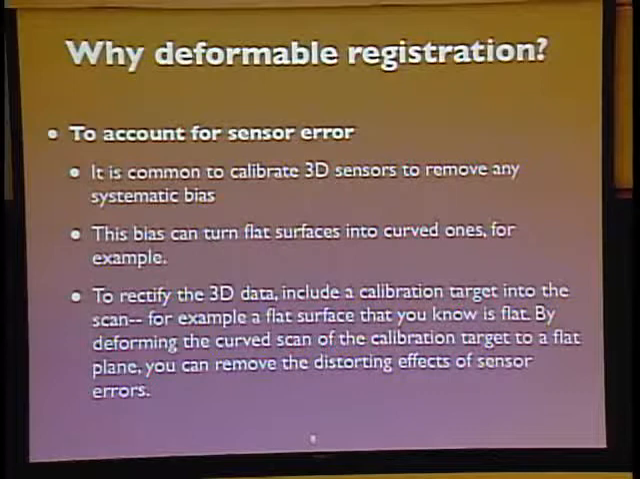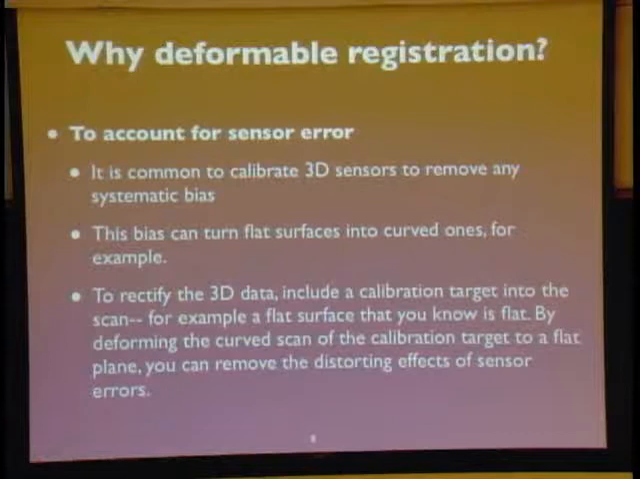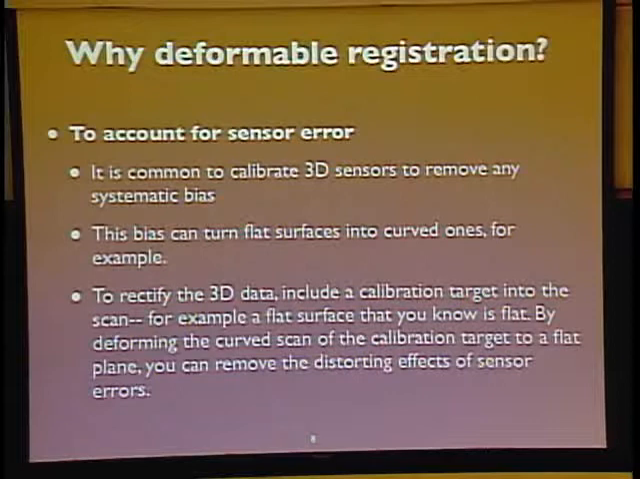And so to rectify the 3D data, you can do what's called calibration, where you take a 3D scan of something where you know the exact distance between the sensor and the thing that you're scanning. And if you know that that thing that you're scanning is planar and the data set that you actually get out is curved, then you can apply a deformable transformation that deforms that curved surface back into a plane. Then you can apply that transformation to all the data that you get out of the scanner at future time points, no matter what you're scanning.